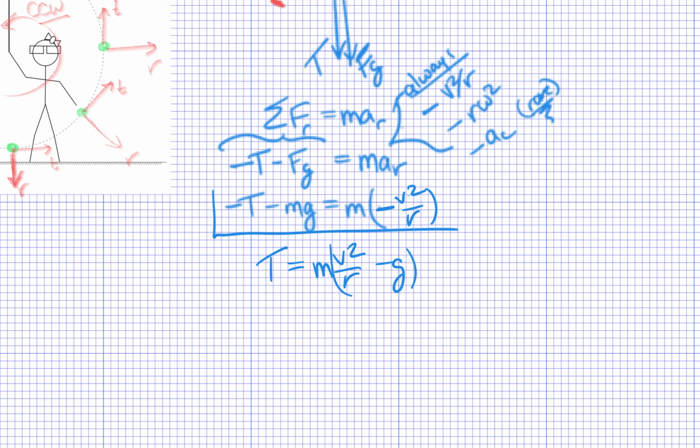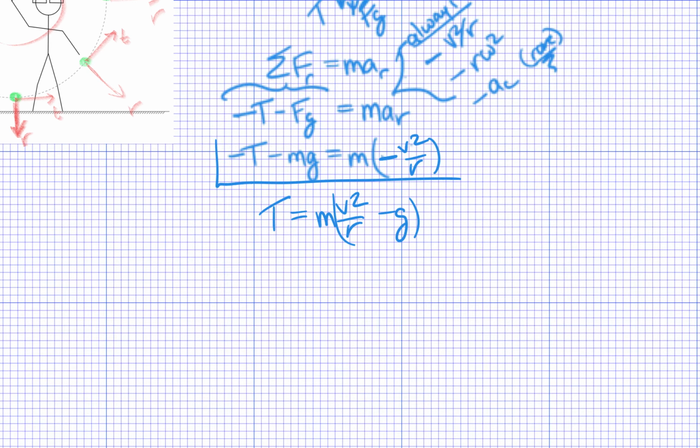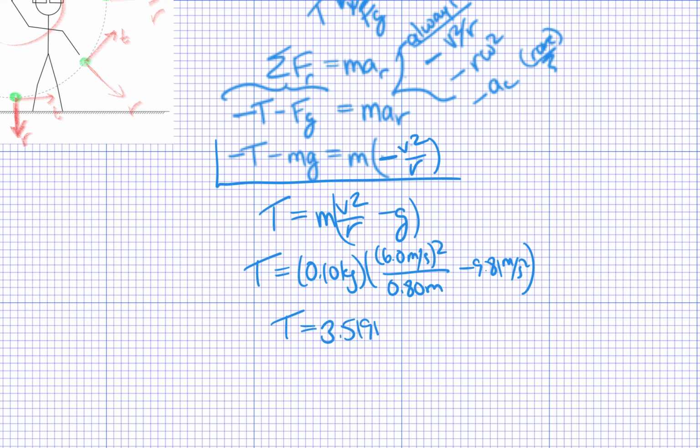I will note that mv squared on r is sometimes called the centrifugal force. It is not a real force. It is an imaginary force. It is essentially how much you have to accelerate this object in order to get it to go around that circle. Okay, so if we plug and chug, we are going to end up with a tension of 3.519 newtons. And because we want 2 sig figs, we will call that 3.5 newtons. Okay, we'll box that and we'll move on with our lives.